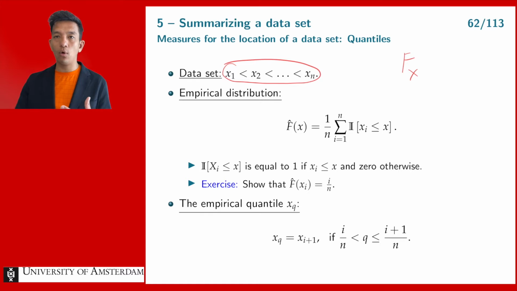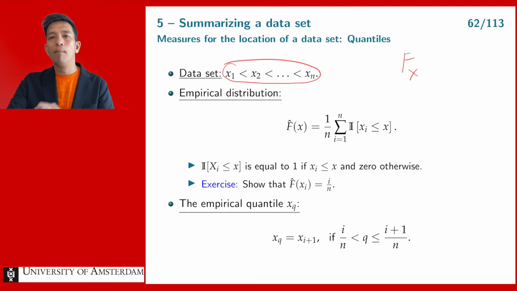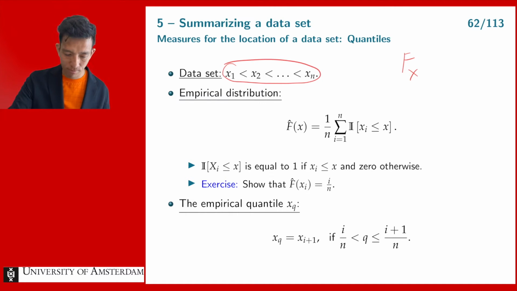And of course, if you have a data set, you have data, you have the xi values, but you have no distribution, no random variable, no distribution function. So let's see how we can build what we call an empirical distribution function. So we want to construct a distribution function based on the data that we have.